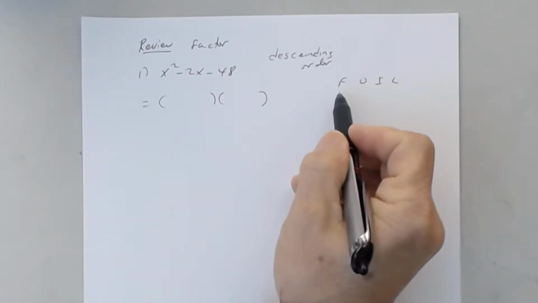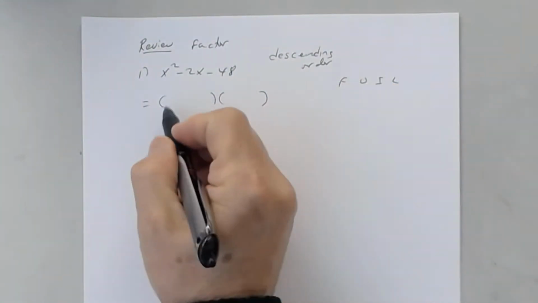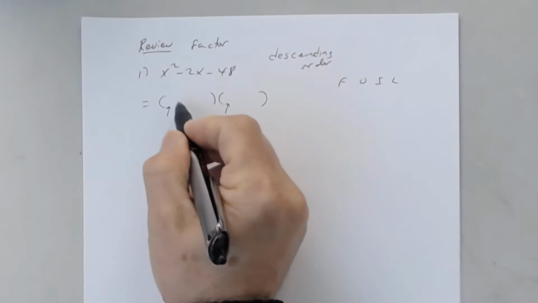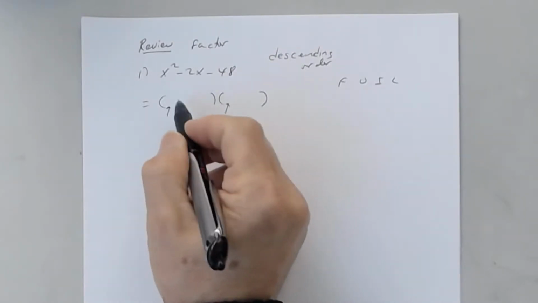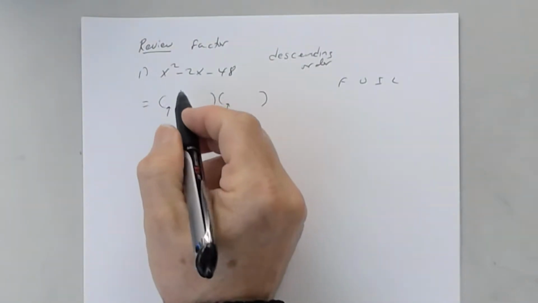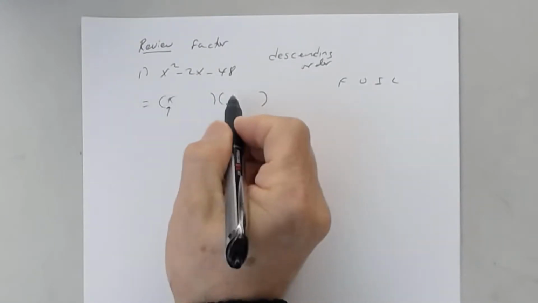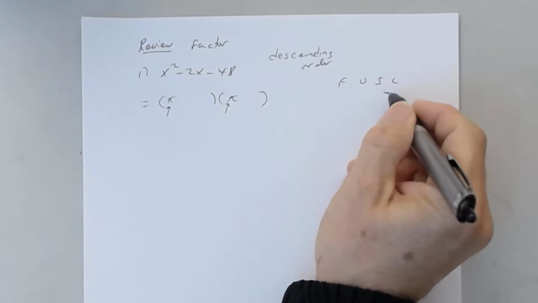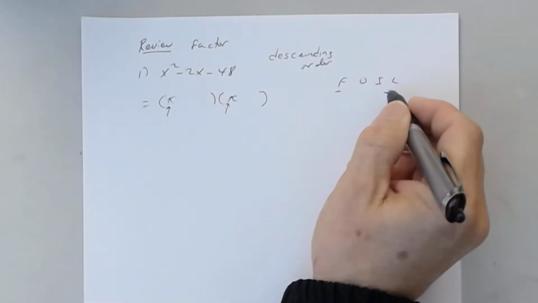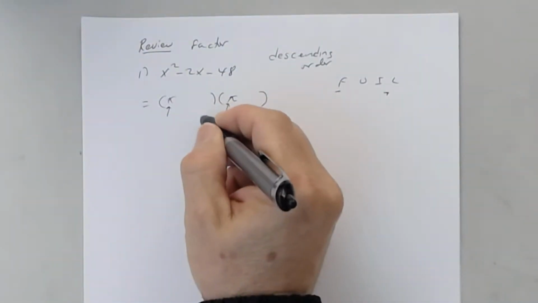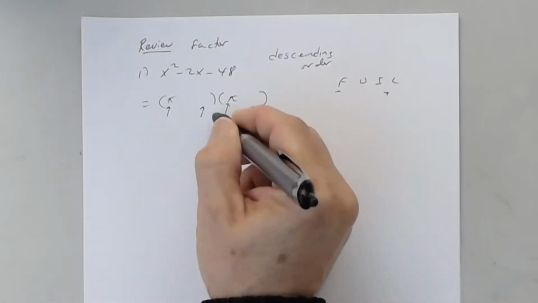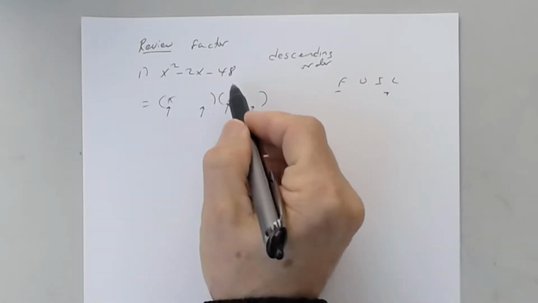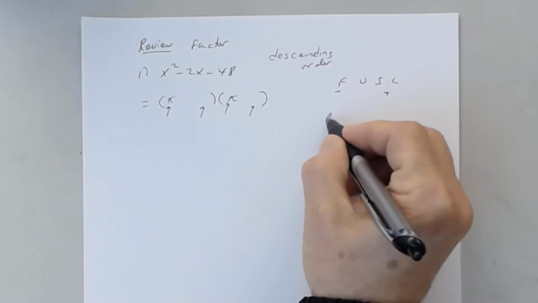So if you look at F first, remember the F is the product of the first terms. So what's the only possibility to get a product of x squared? X and x. Okay? All right, now we go to the last. So we went to the first and then went to the last next. So the last, you're asking yourself, I need two terms whose product is negative 48.